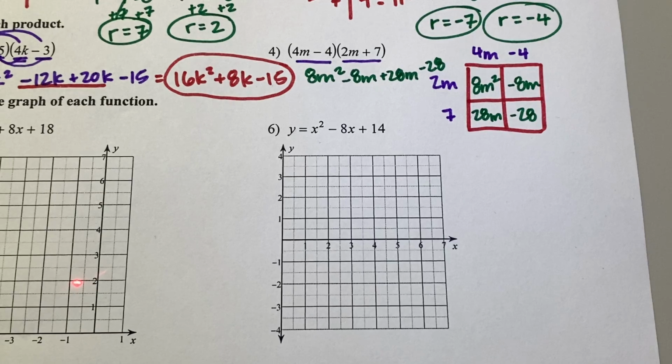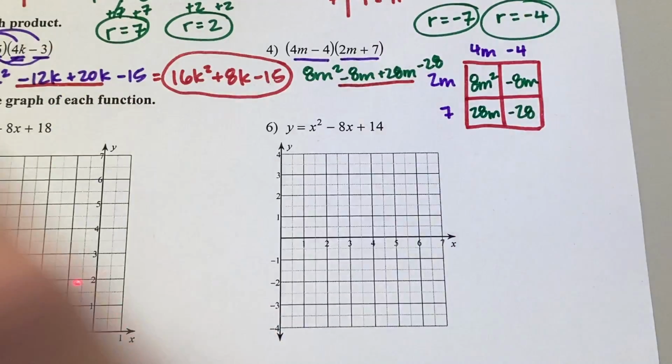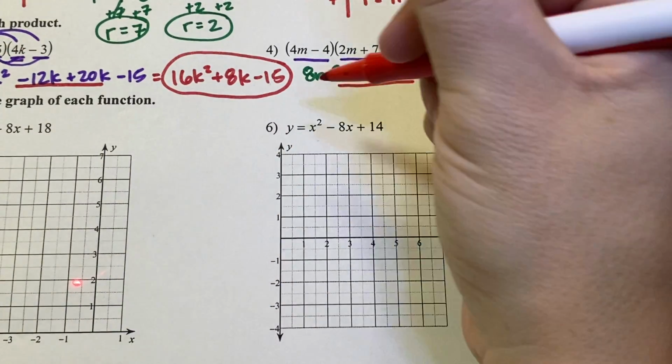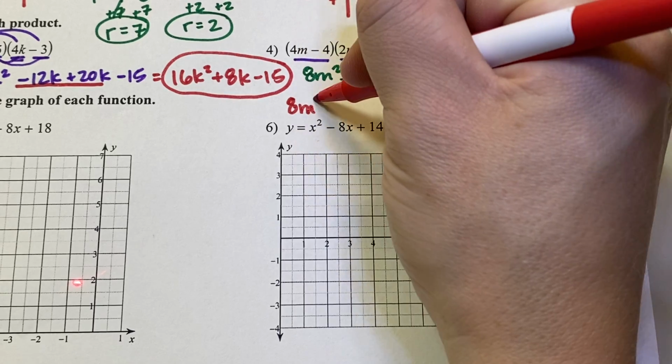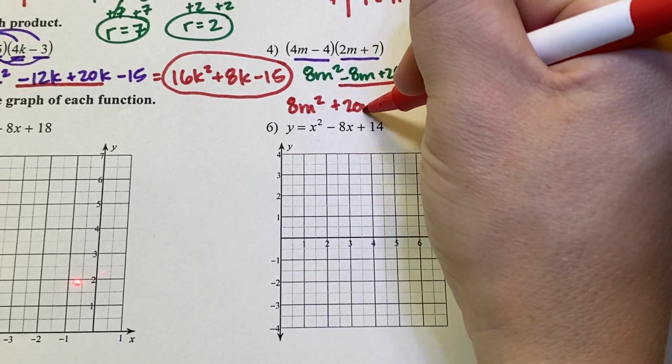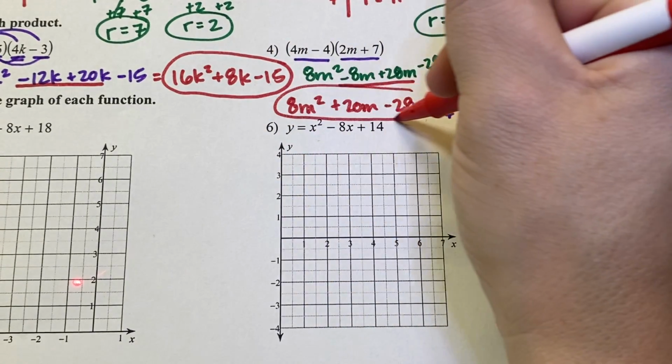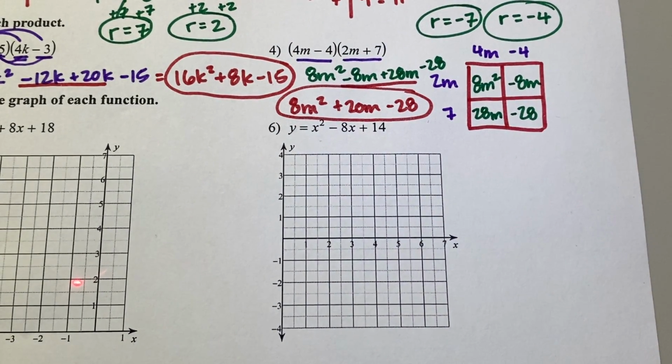Kaylee. Negative 8m and 28m. Love it. So negative 8 plus 28, or reverse it, what's 28 minus 8? 20m. Positive 20m. So final answer, 8m squared plus 20m minus 28. Nice, you guys.